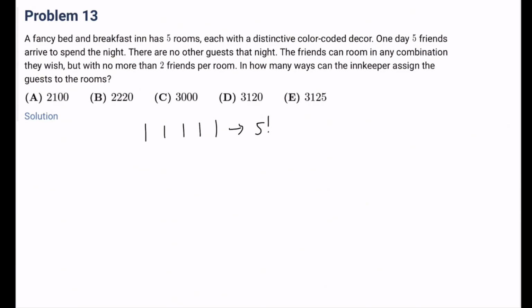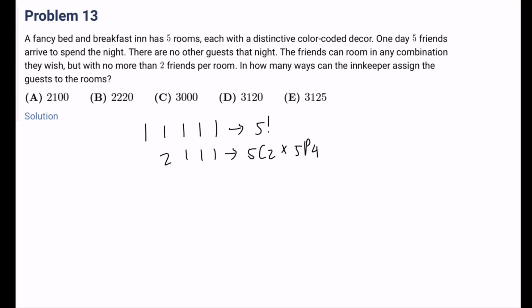And next, 2 people could group together. So that's going to be 2, 1, 1, 1, like that. And that would be just 5 choose 2, because we have to choose which of the 5 will go into the group of 2. And then since we have 4 groups now, that's going to be just 5P4.